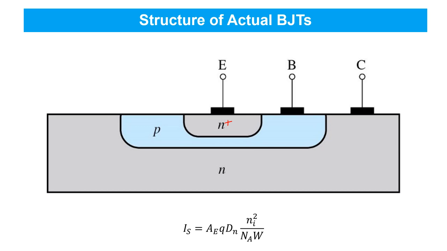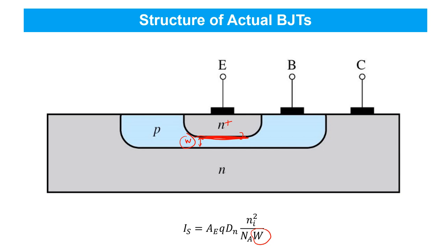You'll also note with this construction that the width of the base region that's relevant is really this dimension here. Because once the emitter emits or injects electrons into the base across this emitter base junction, they only have to diffuse this distance W before they're collected by the collector. Remember, a narrow base width is good if we're looking for a lot of current flow through the BJT.